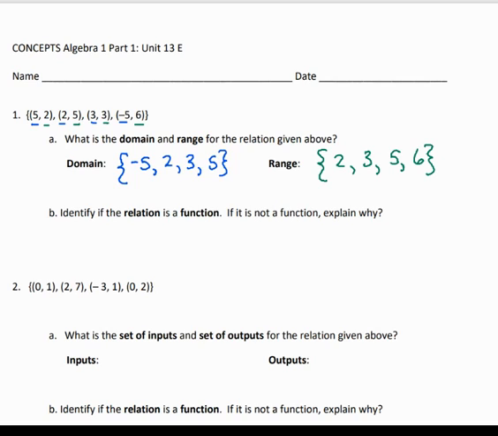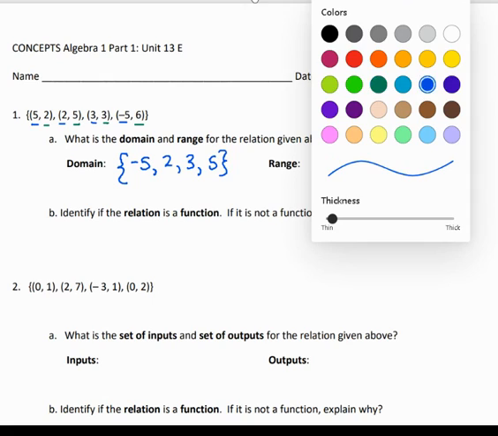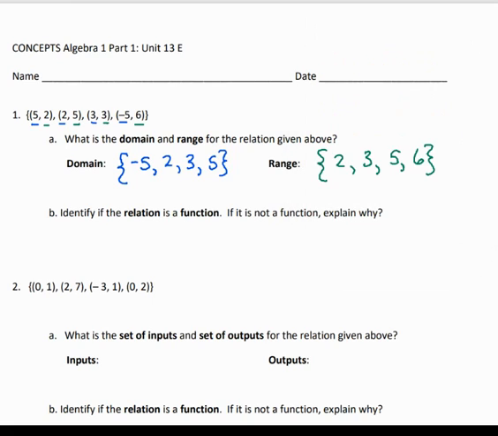Okay, this is the part that I want to make sure we are okay with. Majority have been, but I still see some people just sort of randomly guessing. So this says identify if this relation is a function. If we look at our ordered pairs, for something to be a function means that the X values cannot repeat. So the first one is a 5. Do I see 5 showing up again as an X value? Yeah.